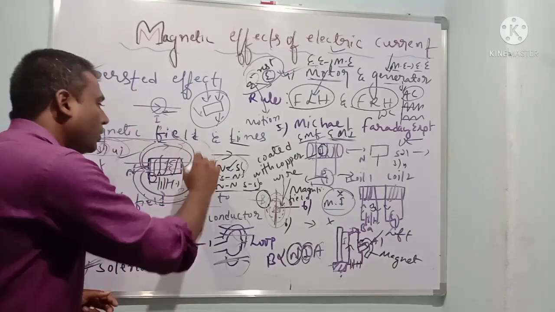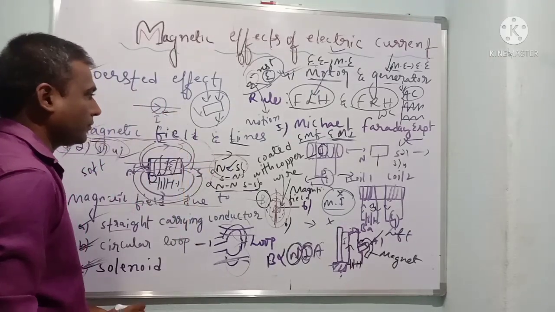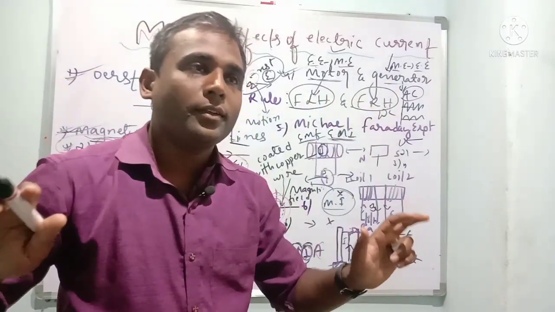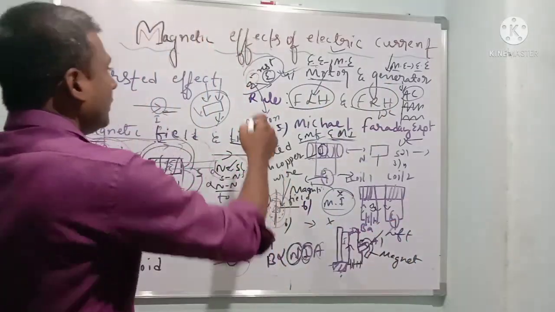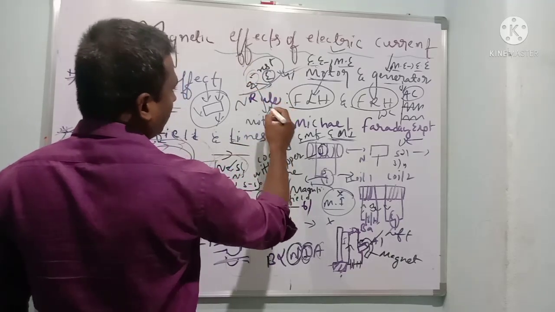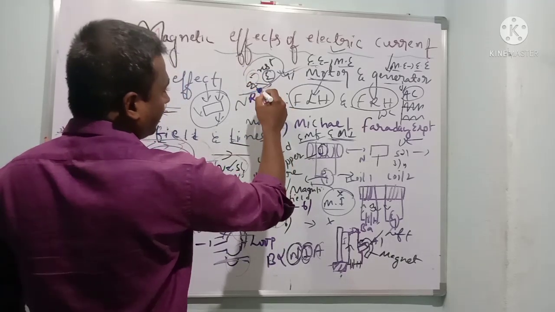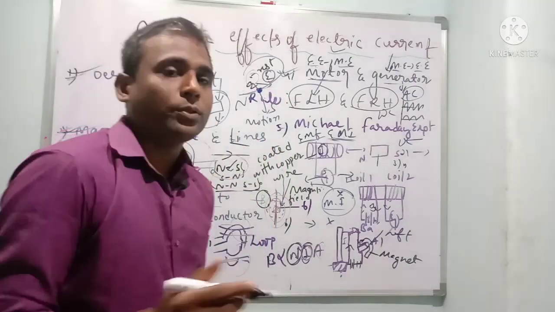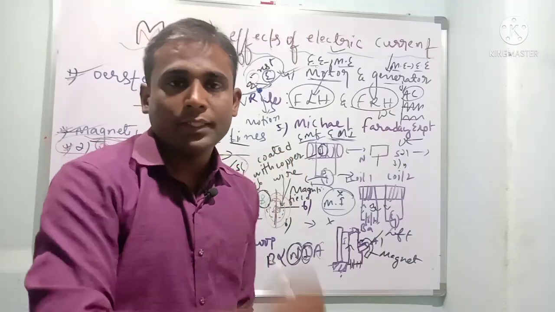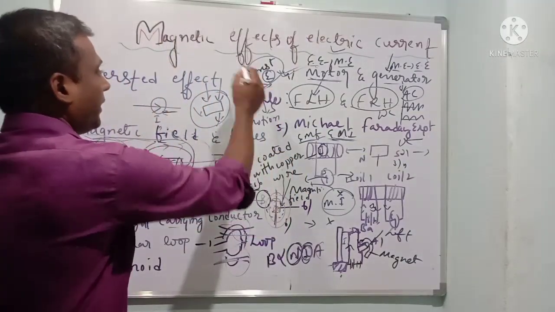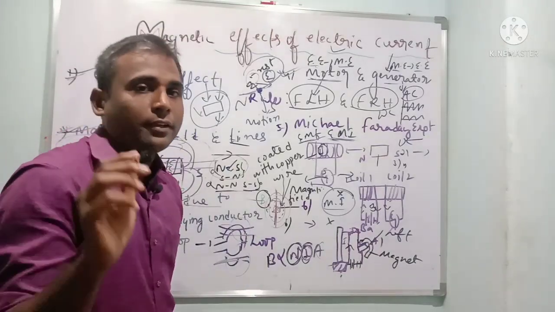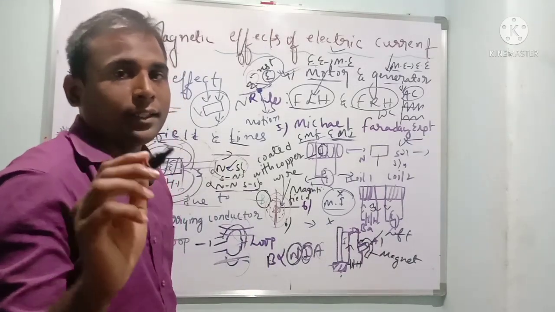Fifth point, they do not intersect together. I mean, they never and ever intersect together. Why? Because if they intersect at the same point, suppose you take north, this is south. If they intersect like this at the same point, we would have to see two directions, which is highly impossible. Hence, two magnetic field lines can never intersect each other.